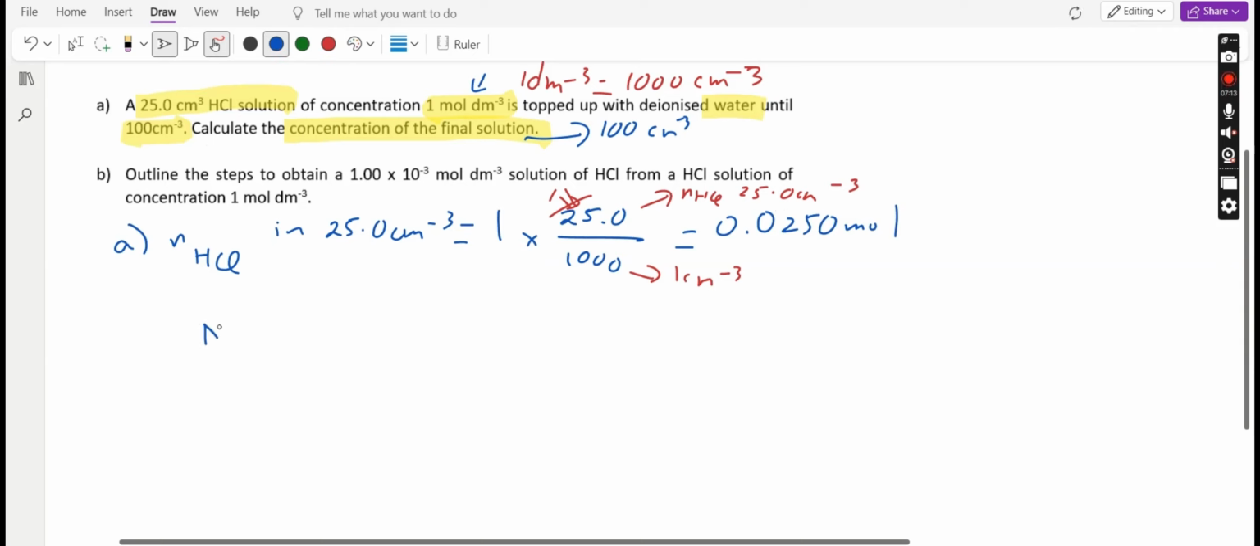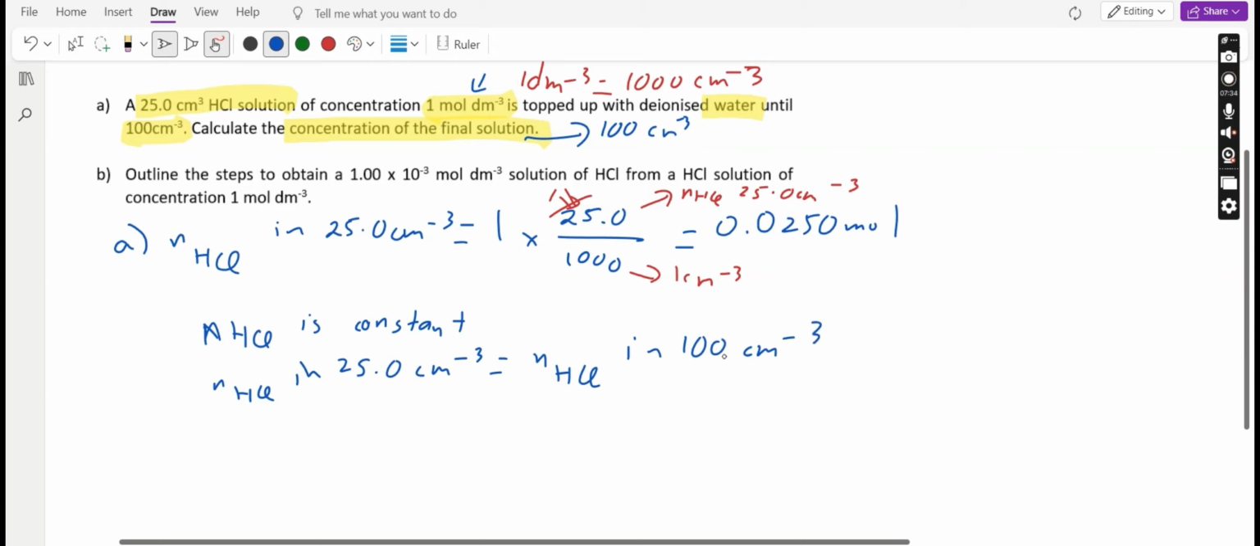So now the number of moles of HCl is constant, right? So your number of moles of HCl in 25.0 cm cube is equal to the number of moles of HCl in 100 cm cube as well. If you guys don't understand, please go back and rewind the video and go back to my explanation earlier. The number of moles of solute is constant. Only the concentration changes, and that's what we are calculating here. So now you can move on.